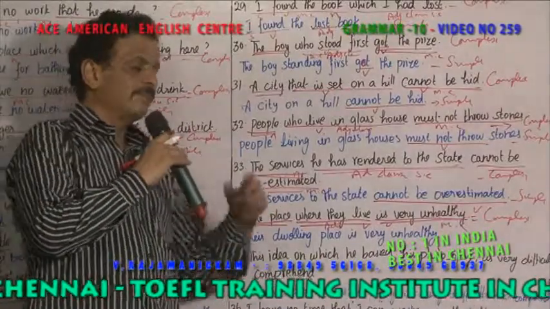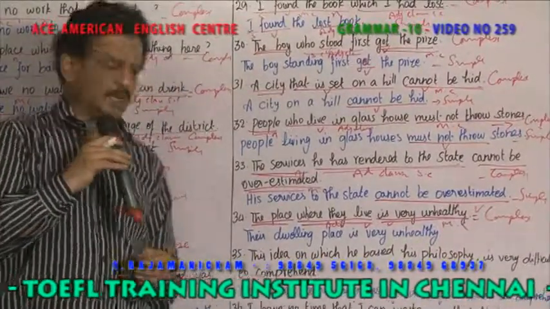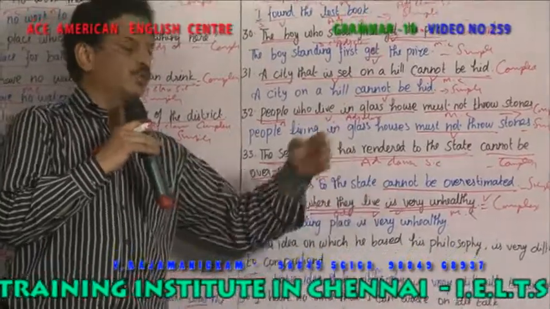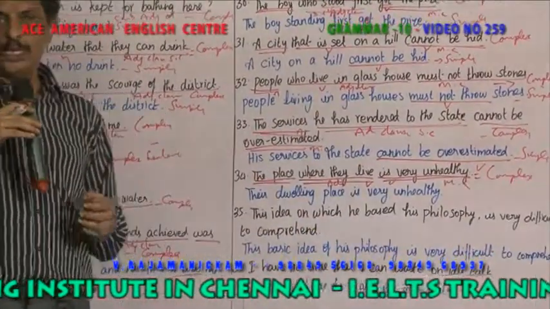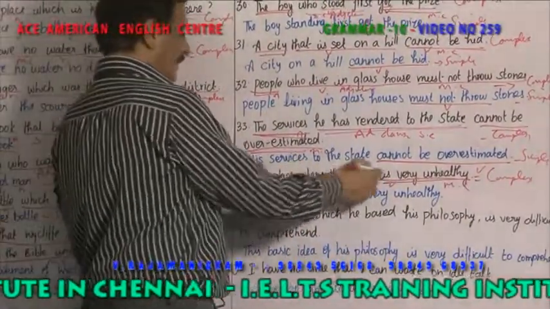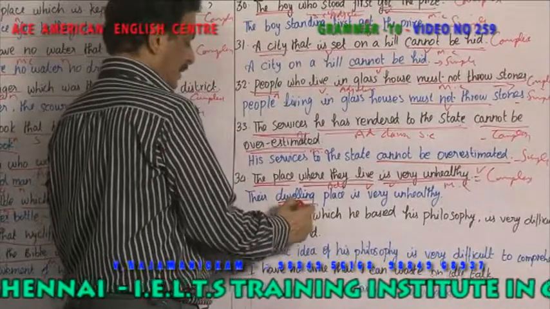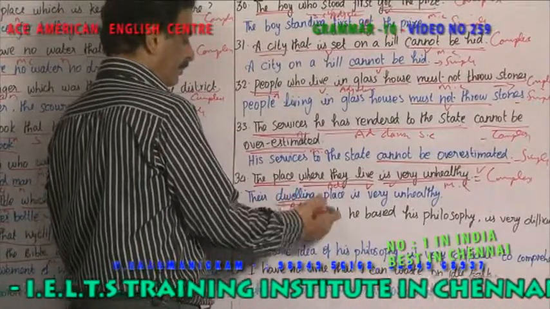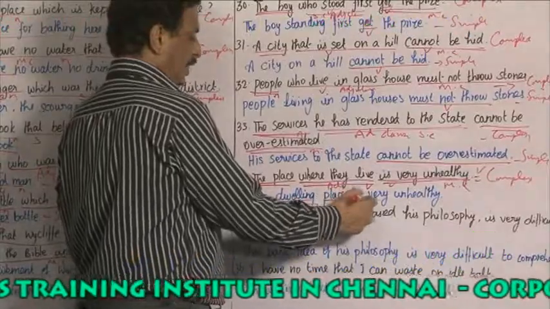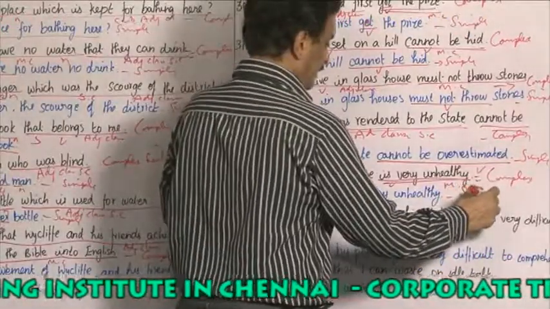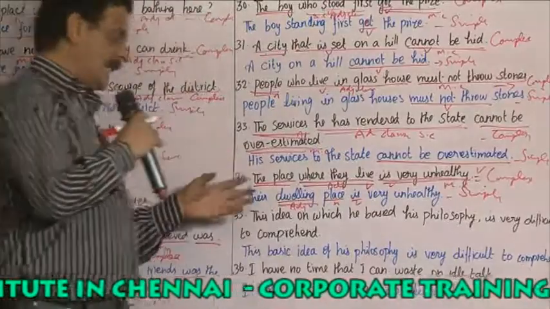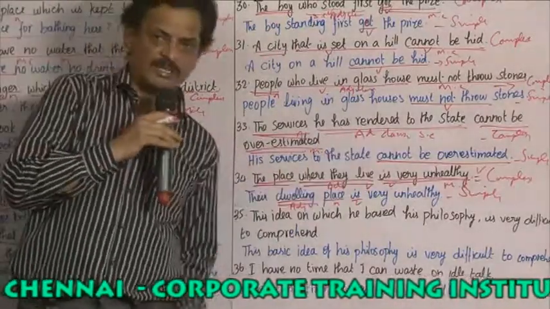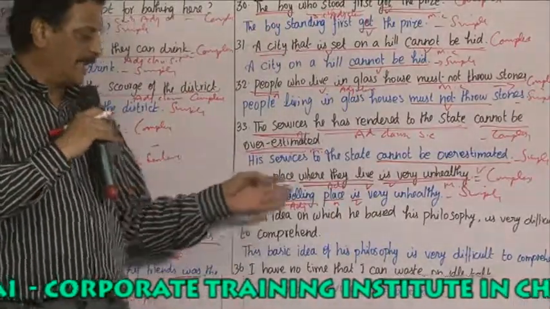Now coming here, to change into simple sentence. Their dwelling place is very unhealthy. What do you mean by dwelling? Dwelling means living. So this where they live changes into dwelling. It is an adjective. Place is a noun. Is is the only verb here. So it becomes a simple sentence, right?